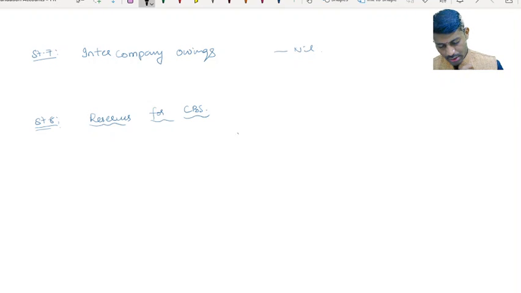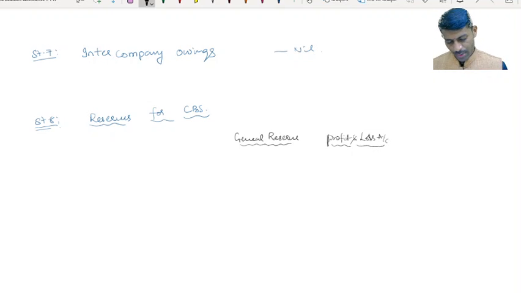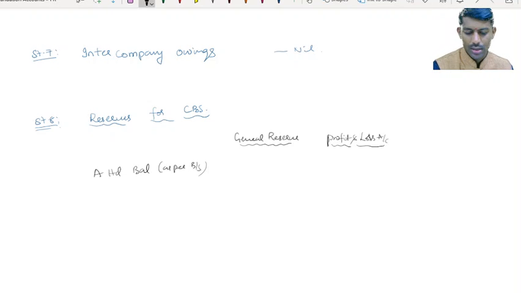To start with, what we have: first is general reserve, then profit and loss account. Now to start with my difference, first we require A Limited's balance, as per balance sheet.